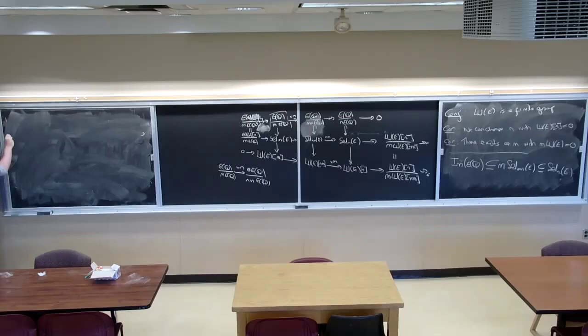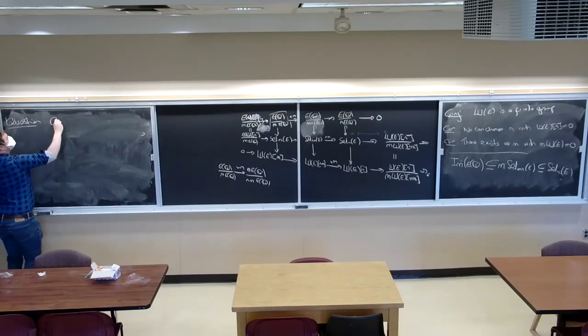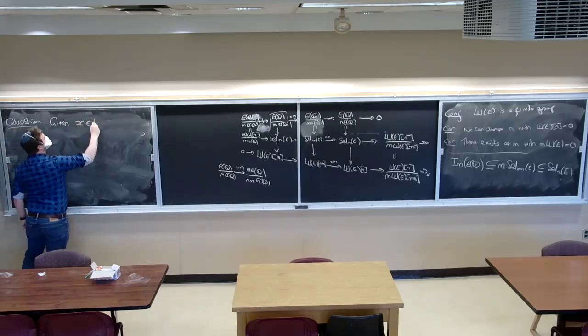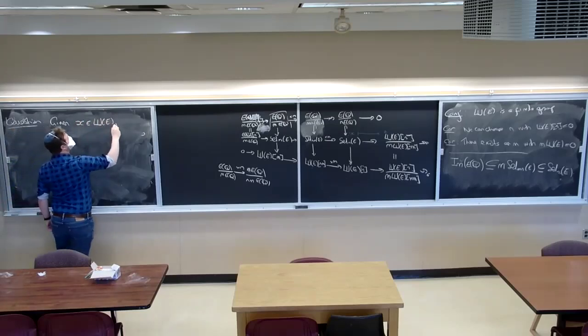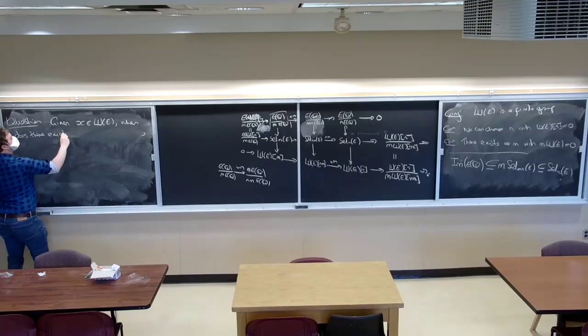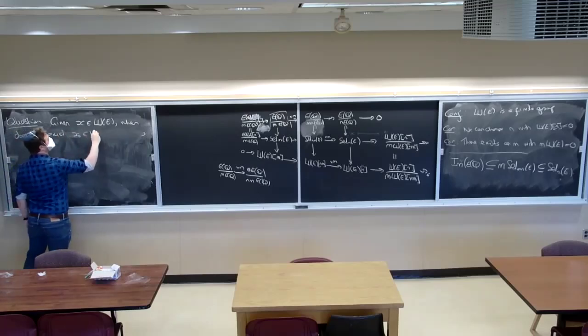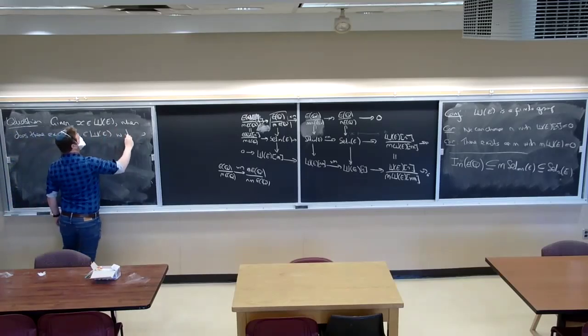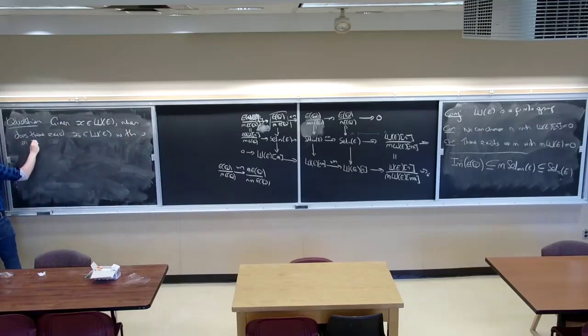So my question now becomes, given X in the Tate-Shafarevich group, when does there exist an X0 in the Tate-Shafarevich group with M times X0 equals X?